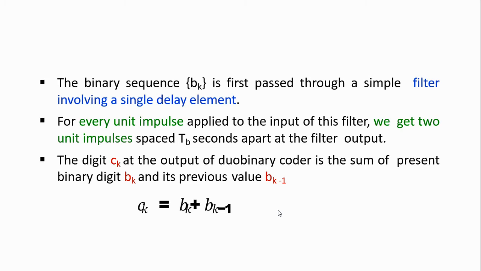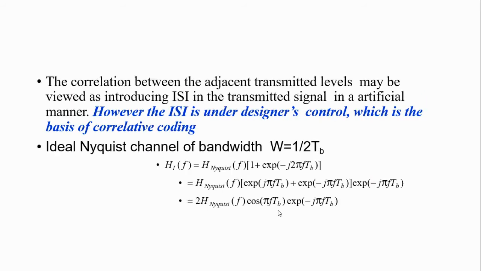The binary signal PK is first applied to the simple filter with a single delay element. The unit impulse is applied to the filter to get two impulses. That means present value and then past value. Here the CK is the output of the duo binary coder. It is the sum of the present binary digit plus the previous binary digit. So CK equal to PK plus PK minus 1.